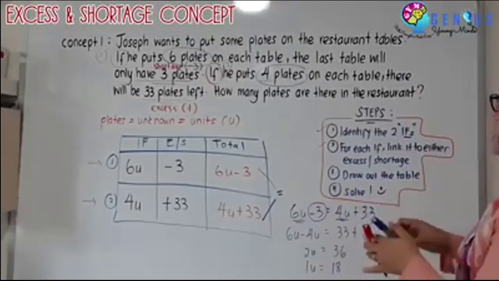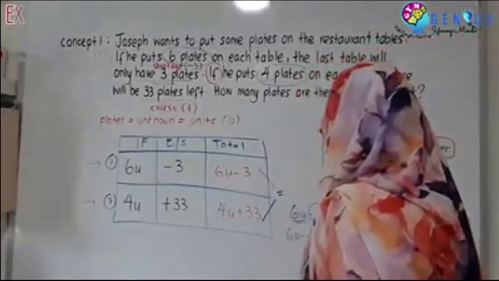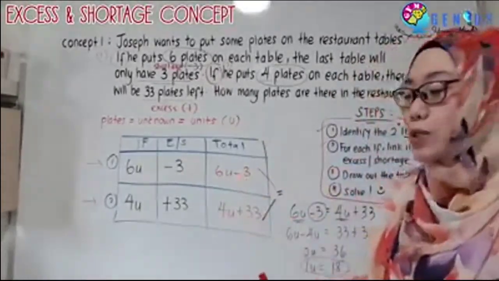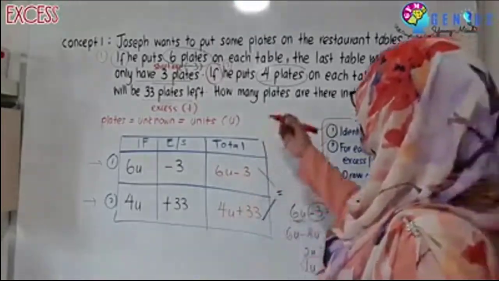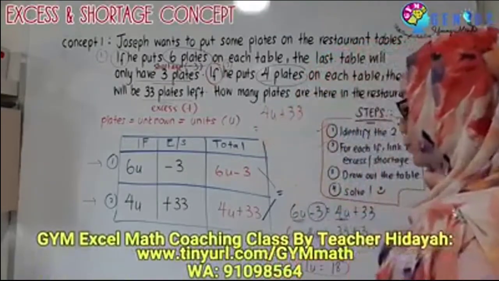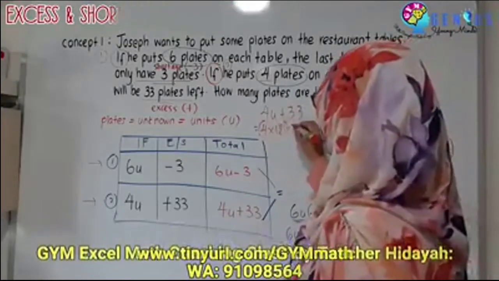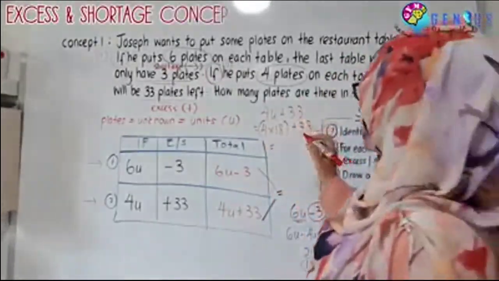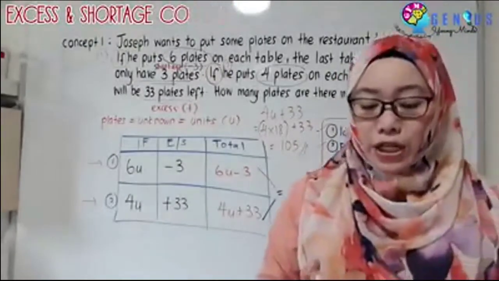We do not stop here because they want to know how many plates are there in the restaurant, which means either you substitute 1 unit is 18 into 6 unit minus 3, or you substitute into 4 unit plus 33. So let's substitute it into 4 unit plus 33 equals 4 times 18, answer plus 33. The answer will be 105. So that's how we do the excess and shortage concept.